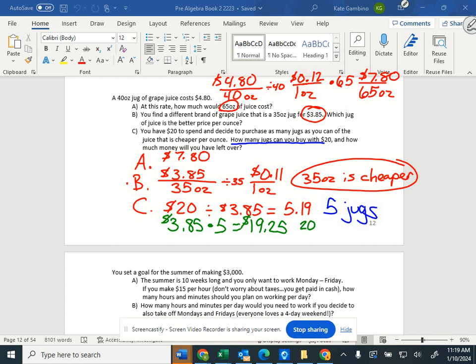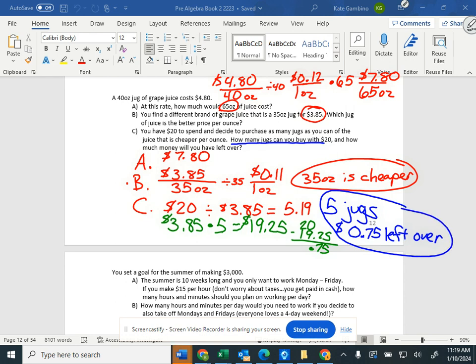I need to subtract from my $20. And I can see that there is 75 cents left over. That is my complete answer. 5 jugs with 75 cents left over. So you always have to stop and think. The math I'm doing is telling me what?